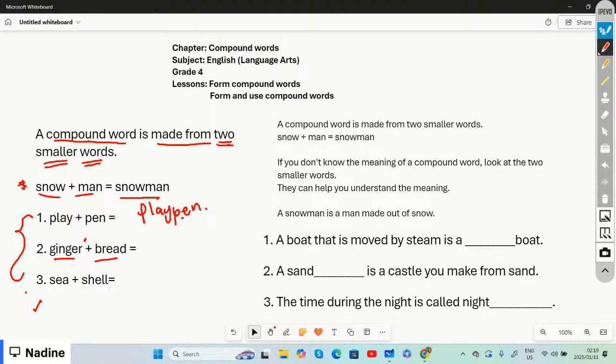Moon plus light is moonlight. Well done. Lunchbox. Yes, teaspoon, pencil case.